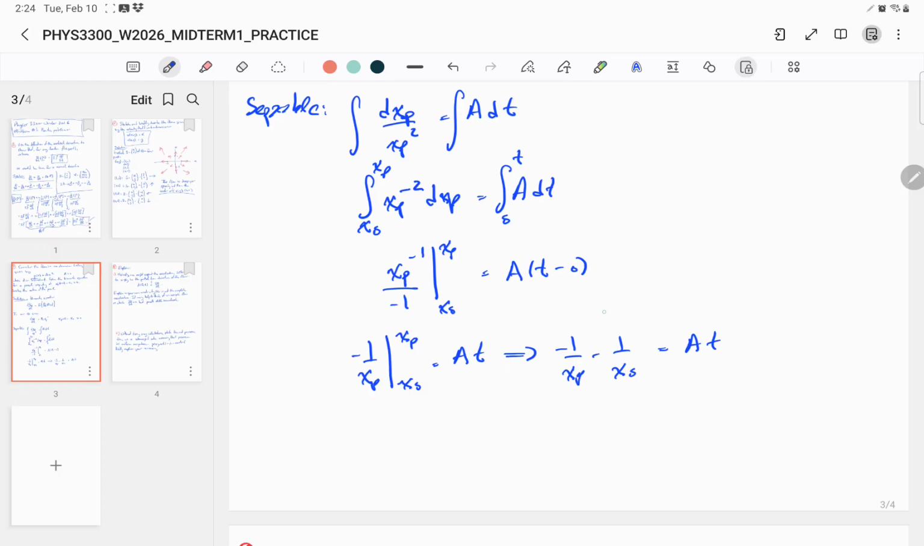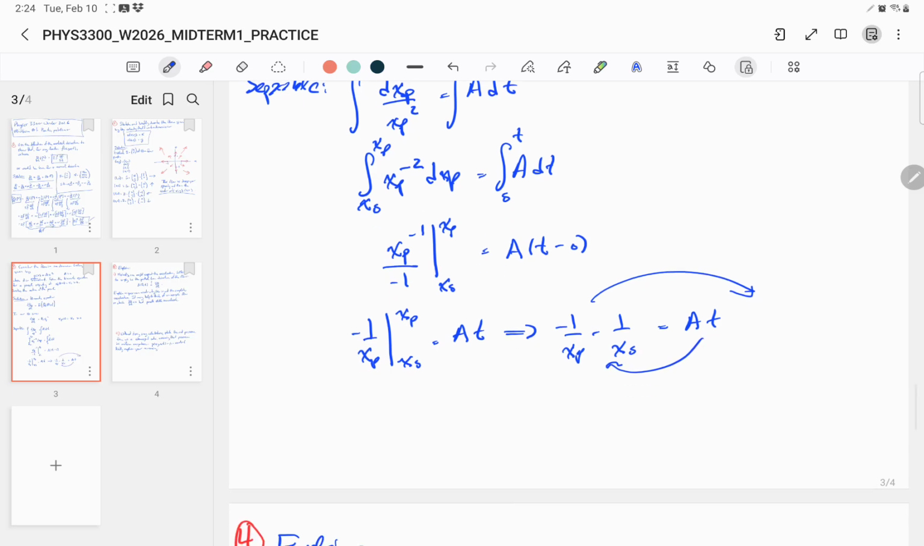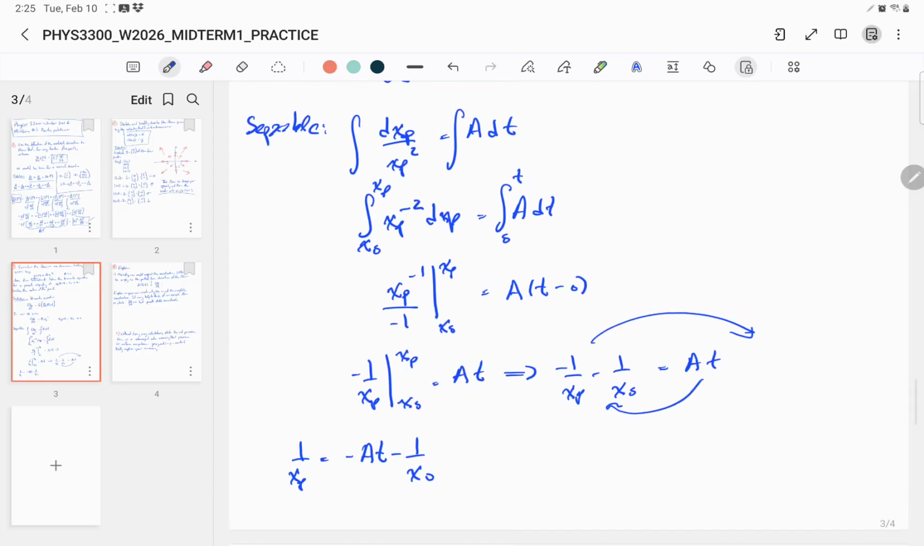So we can do some rearranging. So I'm going to bring this over to this side and bring that over to this side. So we'll get here 1 over x_p is equal to negative at minus 1 over x naught. So I realized I made a mistake here. In evaluating this, it should have been 1 over x_p, that part's correct, but this should actually be a plus sign because we have two negatives there. And so we actually end up with a plus sign here. Okay, that's good. So this is now correct. So now we can put these over the same denominator. So minus at x naught plus 1 over x naught.